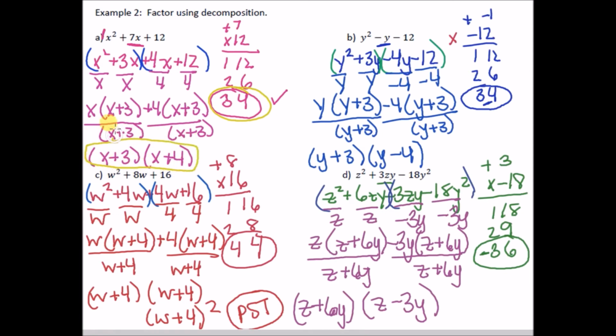Okay, let's look for a pattern here. For B, our numbers were 3 and negative 4. Let's look at the answer. X plus 3, x minus 4. Okay, for C, our two numbers were 4 and 4. We got w plus 4, w plus 4. And D, negative 3 and 6. So z plus 6y, z minus 3y. If we think about it, the two factors that we found are actually our factors in the brackets.